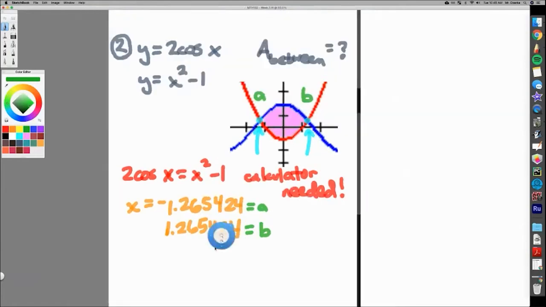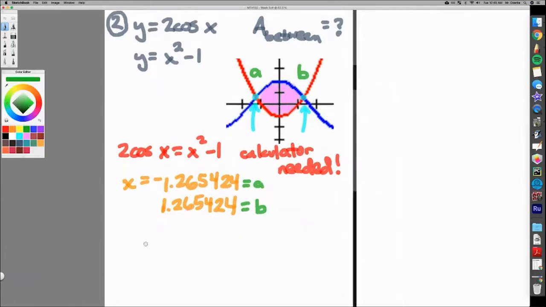So now what we're going to do is we're going to find that area now that we know our A and B. So the area between is going to be from A to B. Again, I know what those values are because I wrote them right there, at the top. So we need this top function. Well, the top function is this one right here. This is our F. This is our G.